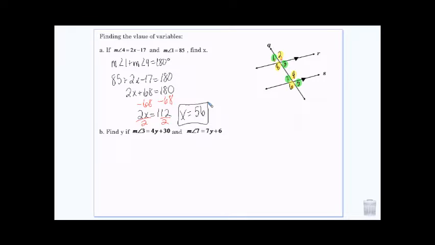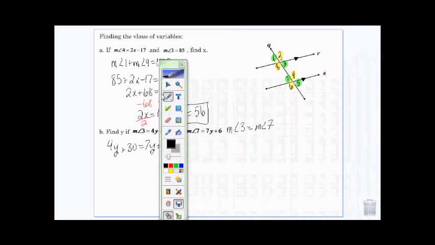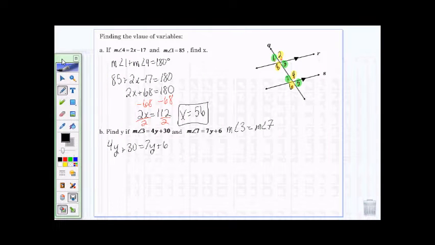And the other scenario is you look at 3 and 7, they're the same color, so they're equal. So angle 3 equals angle 7. They are alternate interior angles. So 4y plus 30 is equal to 7y plus 6. So I'm going to subtract 4y from both sides.